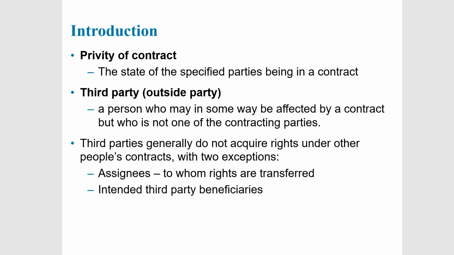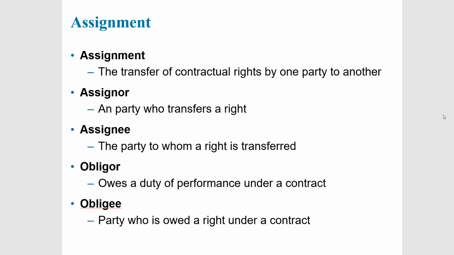So the two big exceptions there are assignees, people to whom rights are transferred under a contract, and intended third party beneficiaries. So first, let's look at assignment. An assignment in a contract is the transfer of a contractual right by one party to another party.